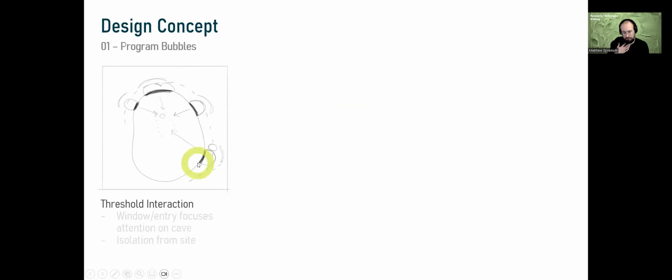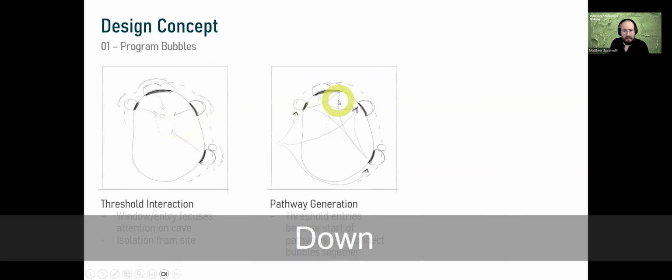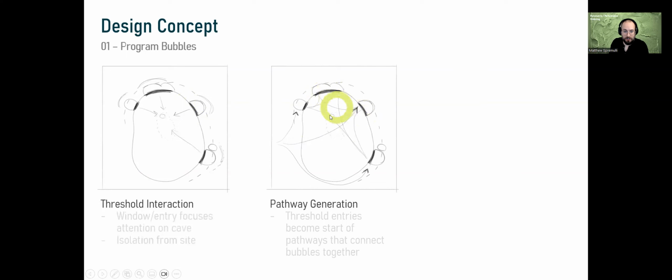Now, for more conceptual reasons, while the windows looked into the cave, it was intentionally creating this kind of isolation from the suburbs, a bit of an intentional block to carve things out a little bit away or focus the attention of the occupants towards the cave. And then you could use those entryways as ways to generate paths, connecting them together, and obviously leading you towards the cave itself.